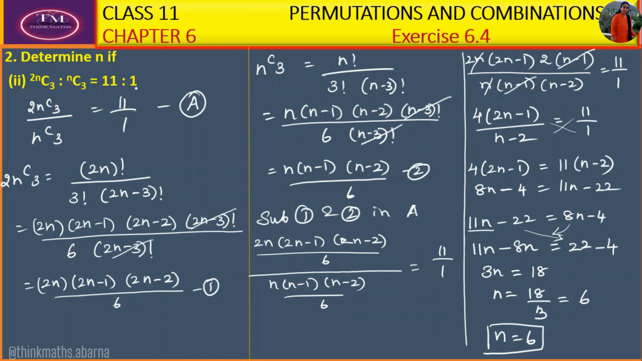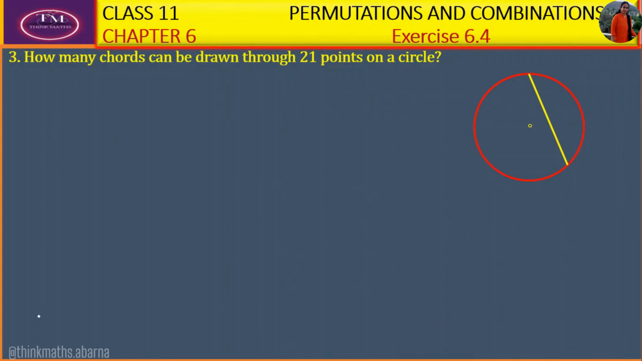So for this ratio, the n value is 6. Clear, children? Yeah. So moving on to the third one. How many chords can be drawn through 21 points on a circle? Okay. So we have to find out how many chords through 21 points on a circle.